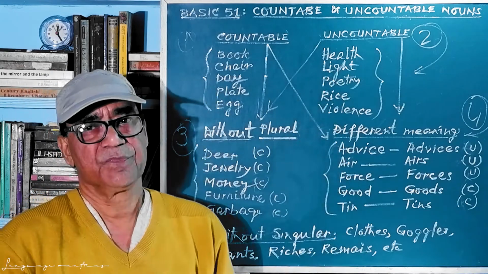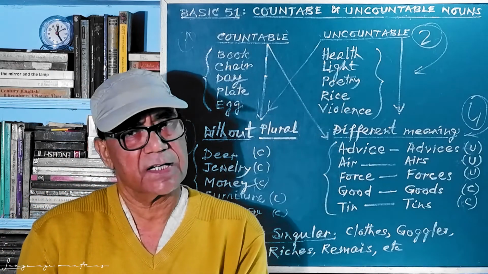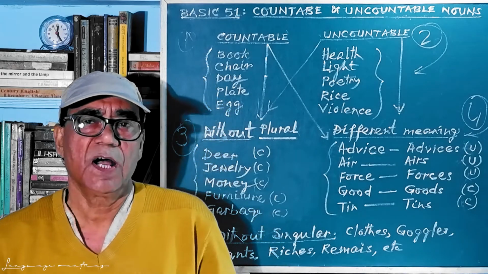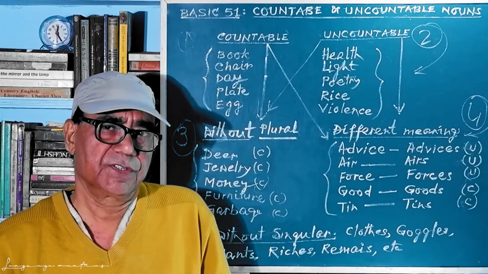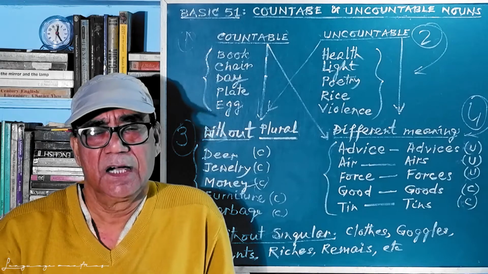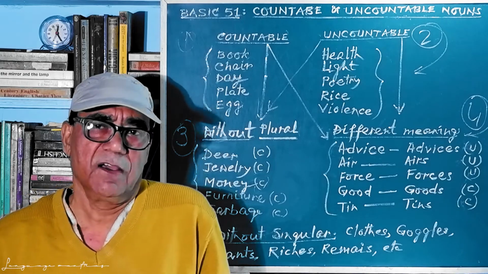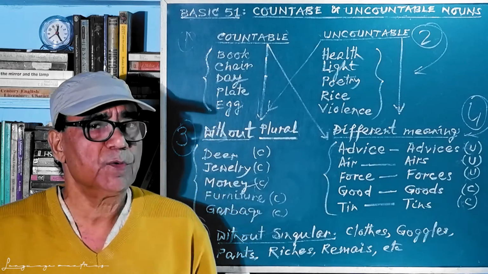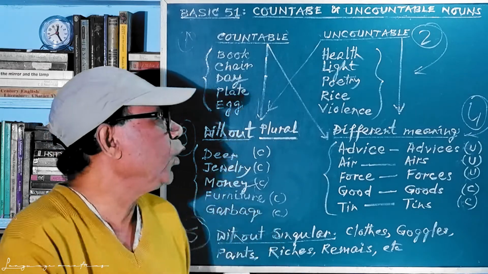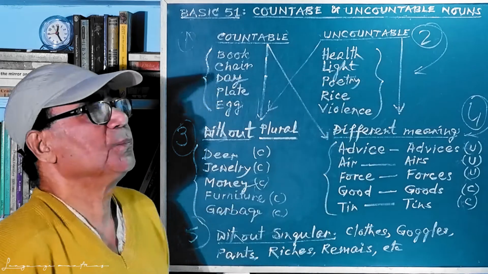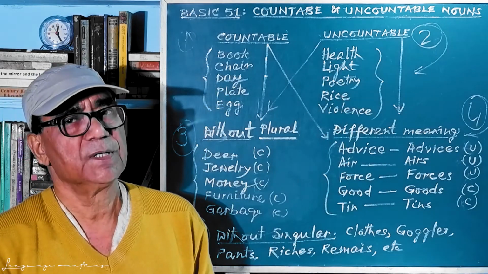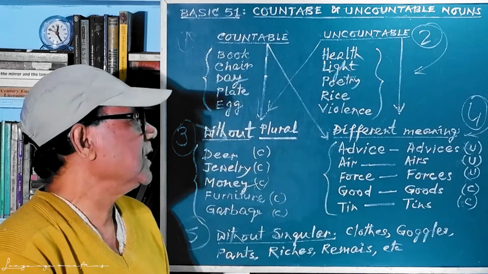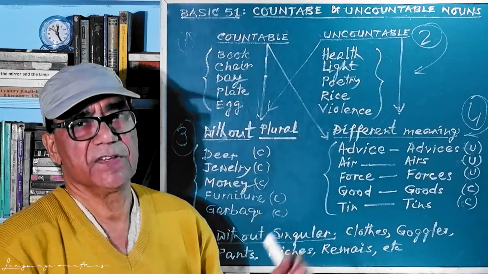Now violence. Violence is always uncountable. It is always singular. You can't use violences. Well, say an incident of violence, this is possible. Domestic violence, this is possible. But you cannot use violences. So all these words in this group cannot have plural form like health, lights, poetries, rices, and violences.